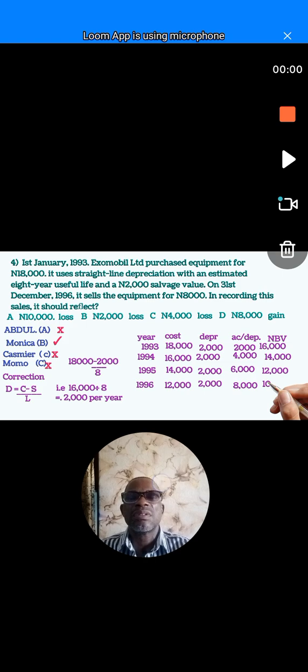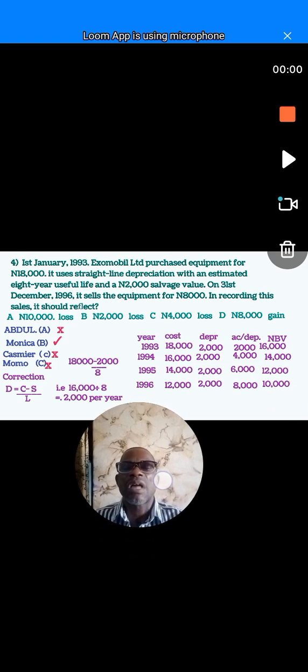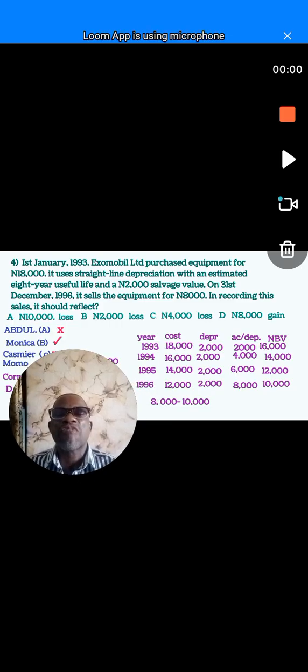10,000. So what are we saying here? This asset, whose net book value is 10,000, was sold at 8,000. So there is a loss of 2,000, and B is the correct answer. 2,000 loss.